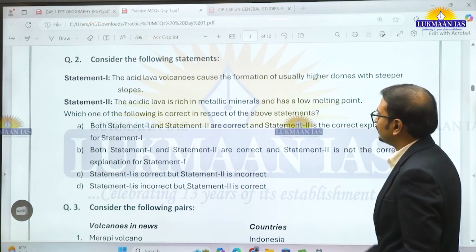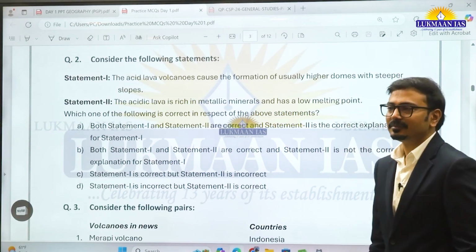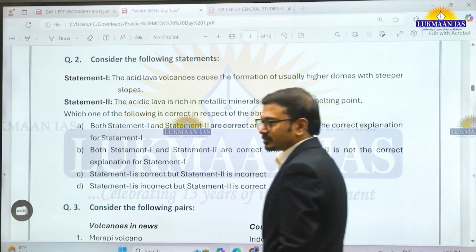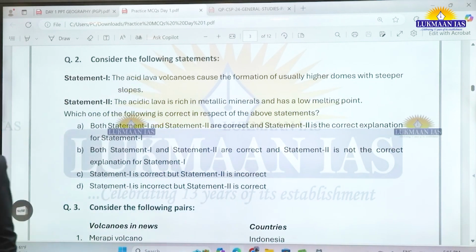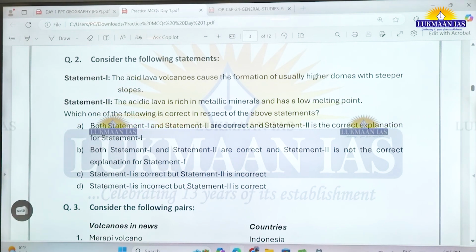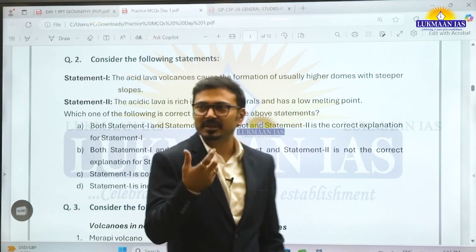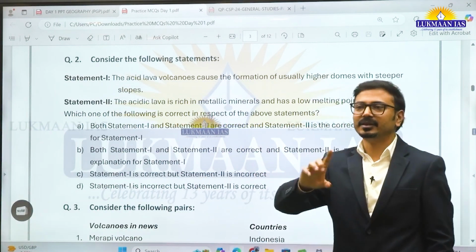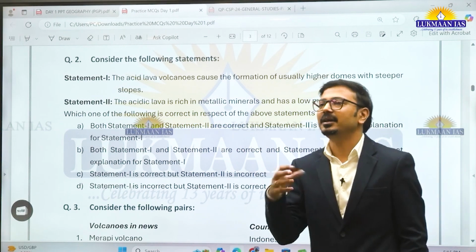What about this one? Acidic lava and basic lava. In volcanism we learn about this. What should it be? Acidic lava is rich in metallic minerals and has a low melting point. Basic is rich in metallic. Yes, and acidic lava has a very high melting point. That's why it is viscous. Remember the property, we only have to remember one property. One is viscous and one is fluid. Acidic lava is highly viscous.